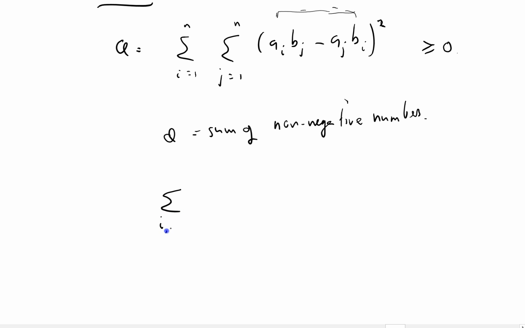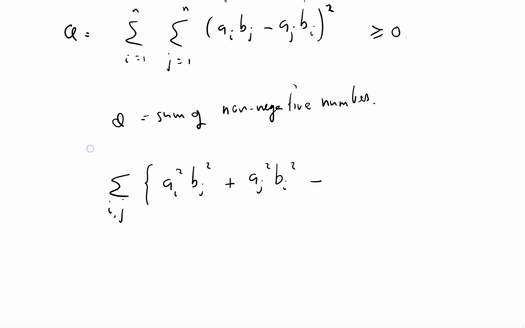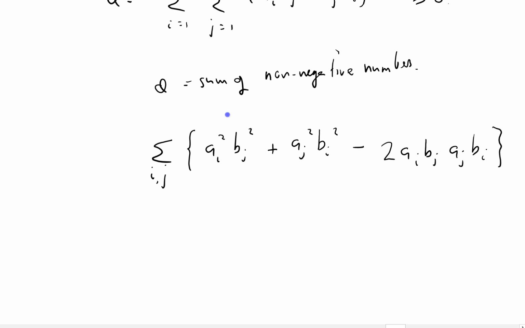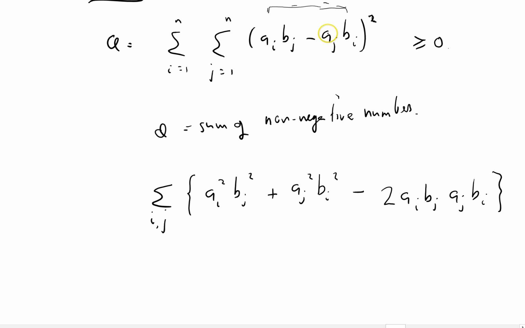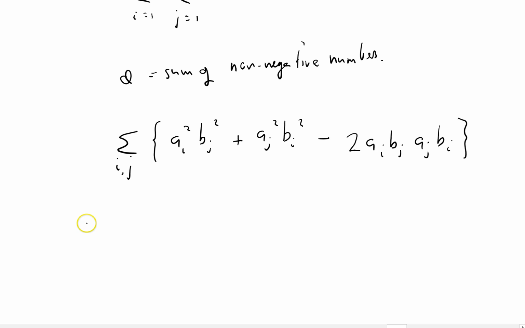So it's sigma over i and j of, well, let's just multiply this one out: ai squared bj squared plus aj squared bi squared minus 2 ai bj aj bi. These two come from the cross terms when I'm evaluating this square here. Well, let's just have a look at that.